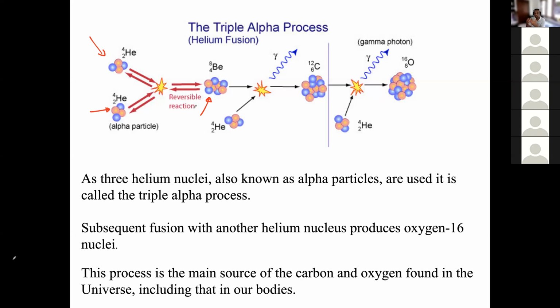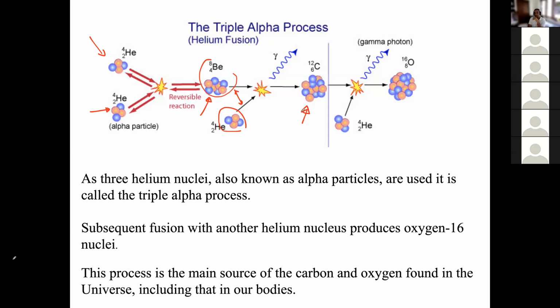Because of that, it cannot survive, right? So this is why it doesn't make beryllium. What will happen is, as the next step, when you have the beryllium, it will combine with another available helium nucleus. Once these two combine with each other, it will produce carbon. This is why helium becomes carbon, and of course it will release a gamma ray.